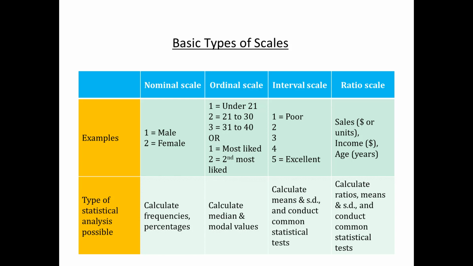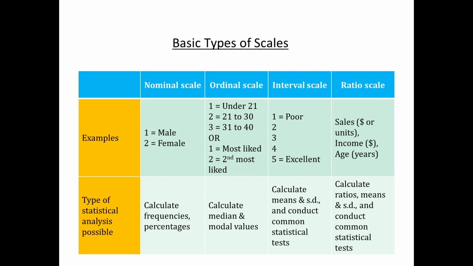However, the one thing you cannot do is take ratios of the values. For example, if someone rated a product as a 1 on this scale and someone else rated it as a 2, you cannot assume that the second person liked the product twice as much as the first.